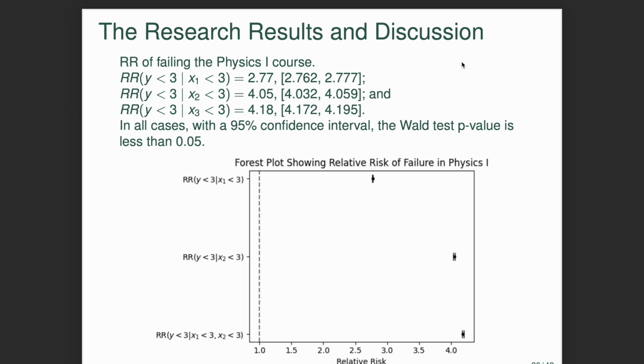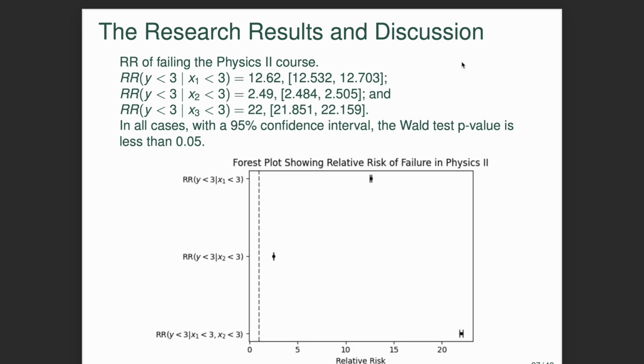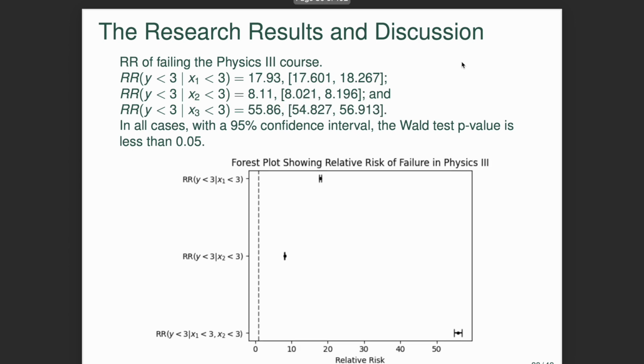However, a closer look at Physics 2 reveals that failing the first session is considerably riskier than failing the second. The same pattern is observed in Physics 3, where poor performance early in the course is a strong predictor of final failure.